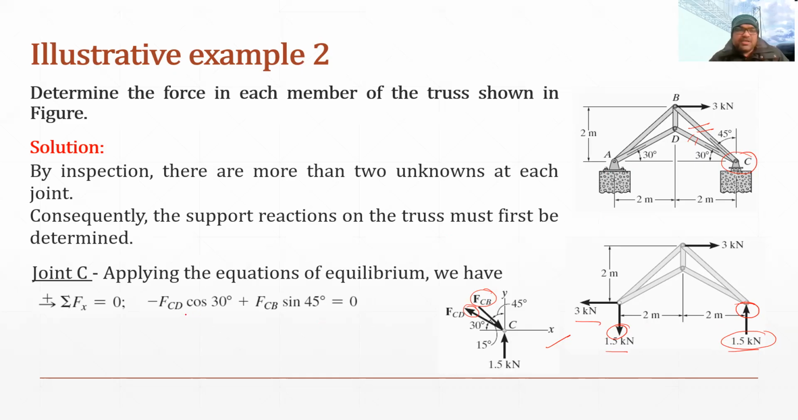So in this FCD and FCB both are unknown, so we can't solve the equation. So which means we have to consider the another equation, which is summation of Fy. Now using this equation, we write the equation as 1.5 plus FCD sin 30, because the vertical component of FCD will be FCD sin 30, and minus FCB cos 45. Okay. So now these are the two equations that we found in this.